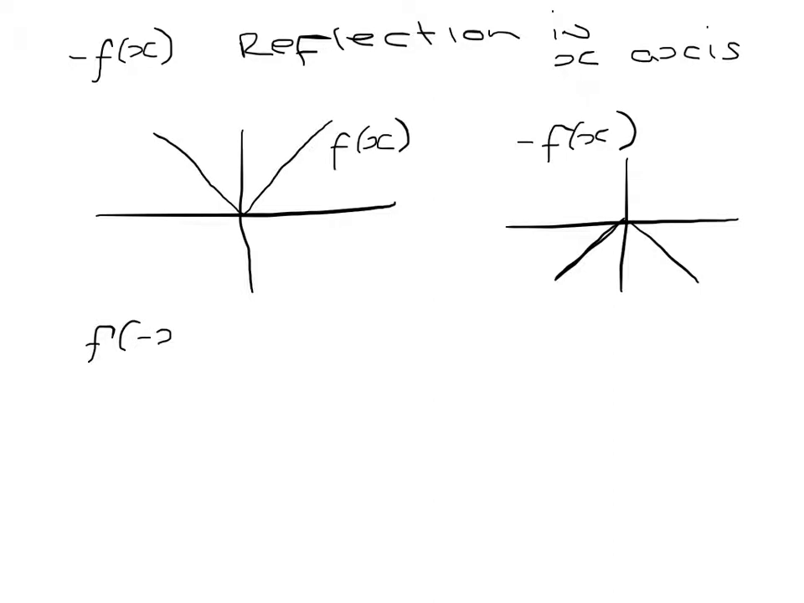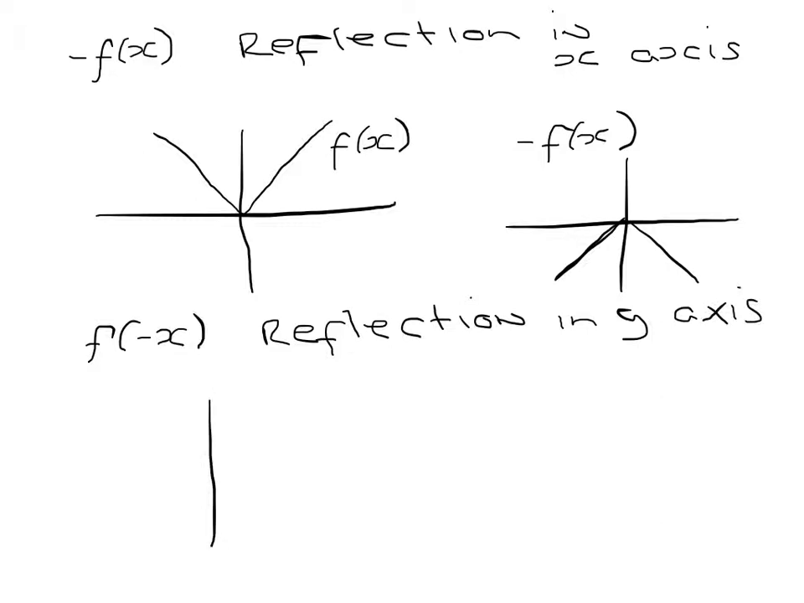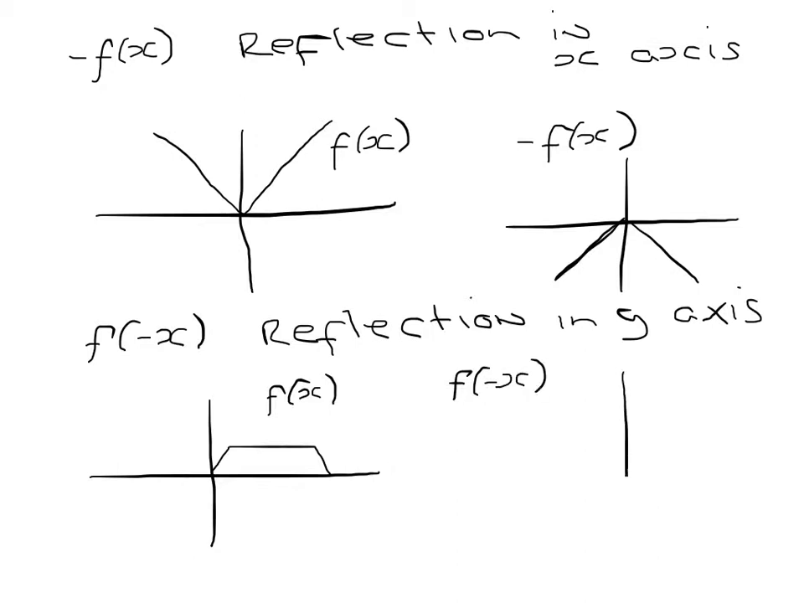F of negative x, however, is a reflection in the y-axis. So this time we'll use a slightly different function. F of x will go there. So if that's your f of x, then f of minus x is going to look the same but opposite, and if that goes to 1, then that's going to go to negative 1.